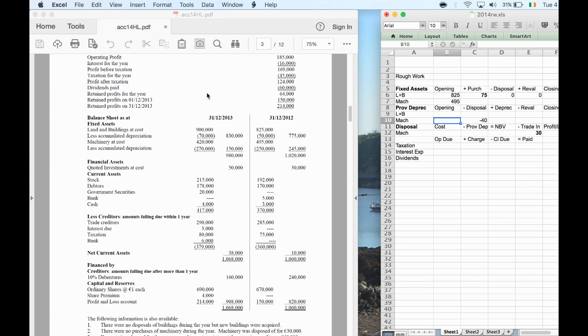So if I put in my provisions, I have 50 and 70 for the land and buildings. And my machinery, I have 270 and 250. No, it's the other way around. It's 250 and 270.